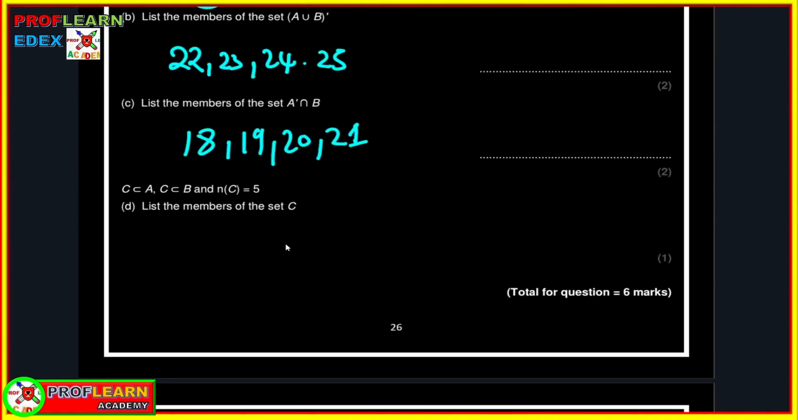In D, we are told that C is a subset of A and C is a subset of B, and C has 5 elements. List the members of C.